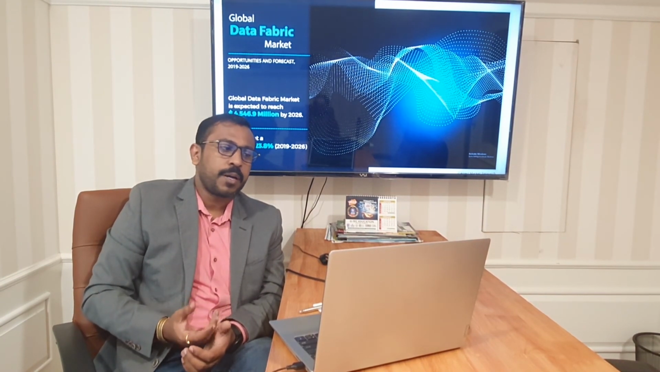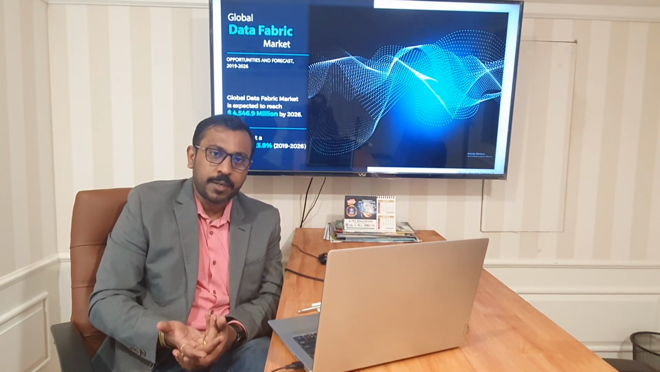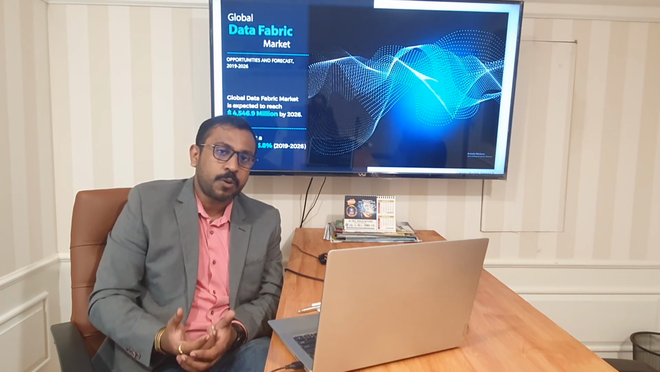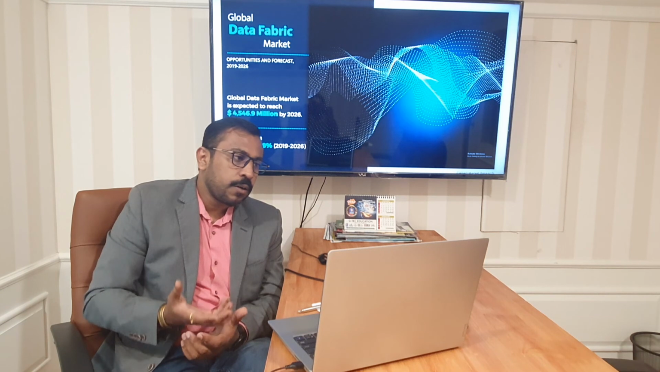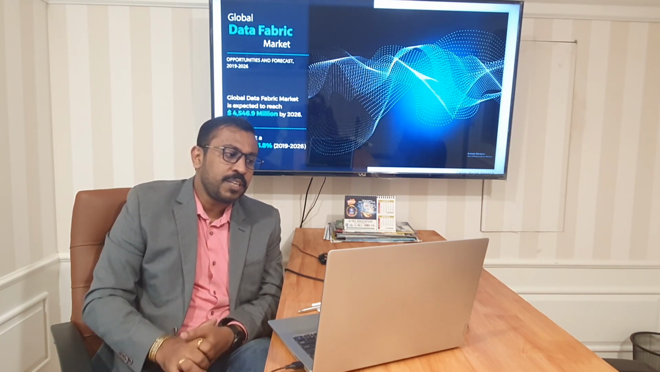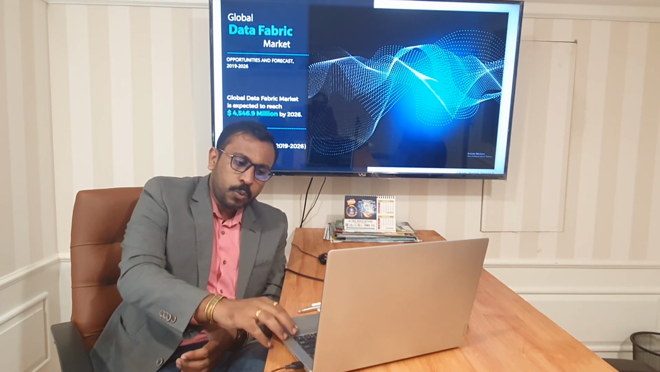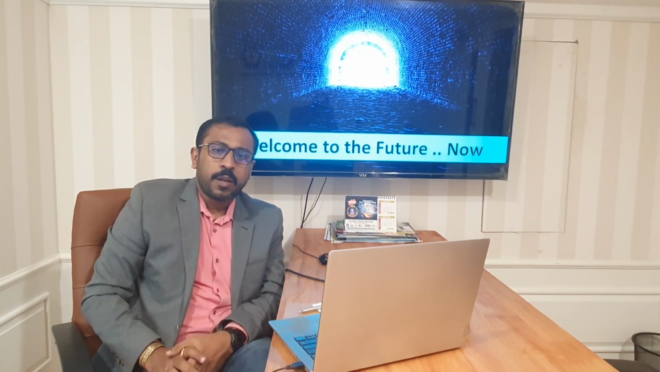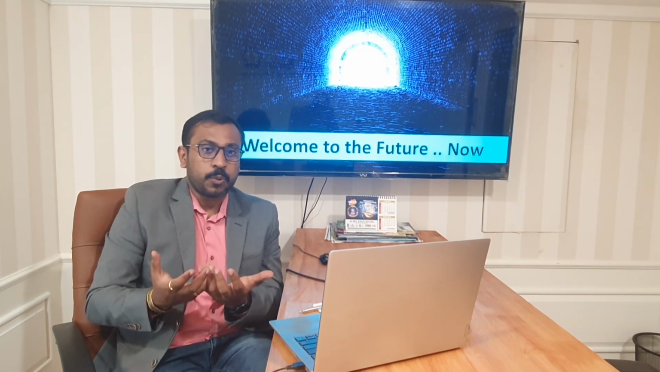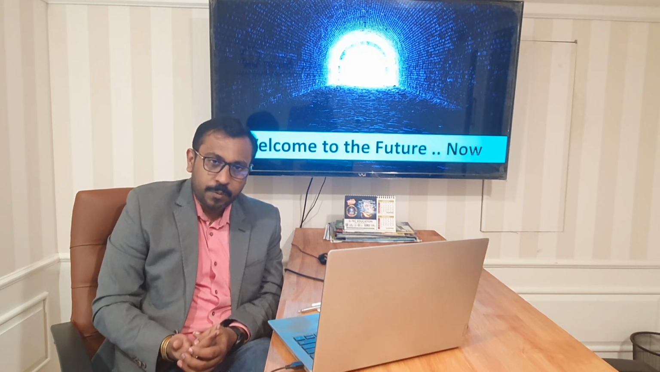Now global data market, it's common sense, because every day we are using more and more data, right? So if we are using more data, obviously we'll be using technologies to manage it. So data fabric market is going to grow like anything. It has an average CAGR of 23.8%, and it is set to only excel out of it. Now this is something which we really need to understand and learn, and most importantly adapt to, because data fabric is going to be with us like the pandemic out there. So welcome to the future, and the future is now.